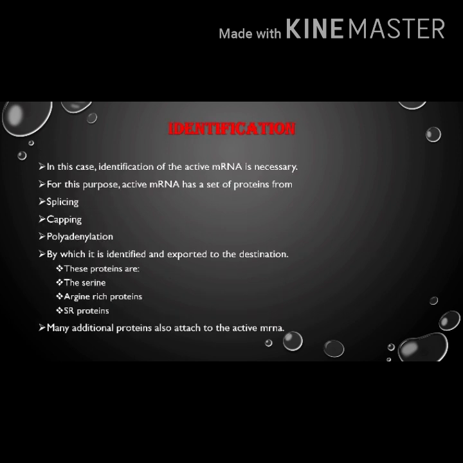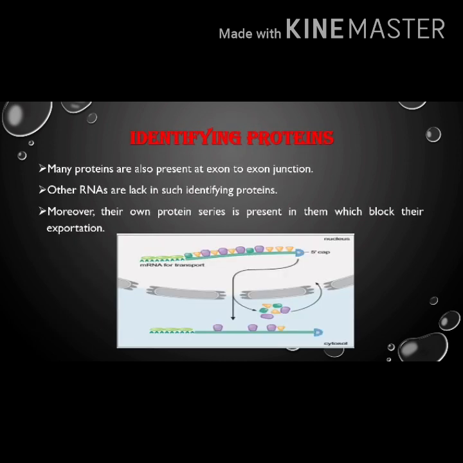So there should be identification of the active messenger RNA. And how is the active messenger RNA identified? Actually, active messenger RNA receives many proteins during the process of modifications, and such proteins help in its identification. In the modifications of pre-messenger RNA, one modification is splicing. In splicing, when introns are removed, exons are joined with exons. And during this joining, some proteins are also added to the exon-exon junctions. So these proteins will also be identifying proteins.